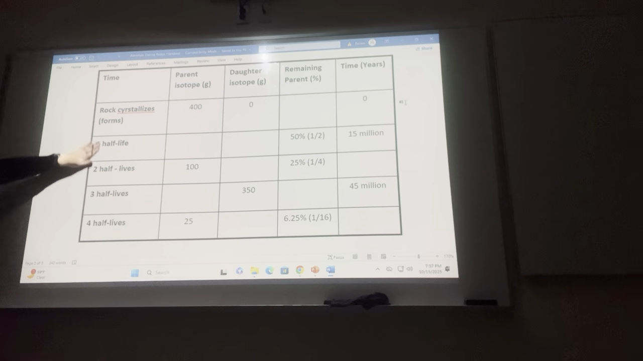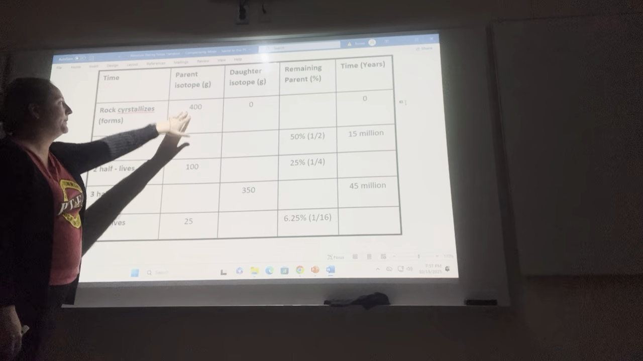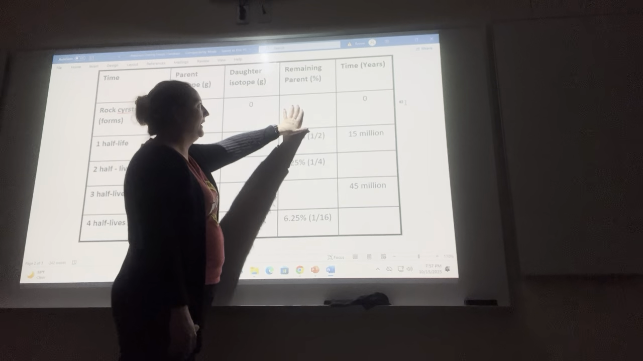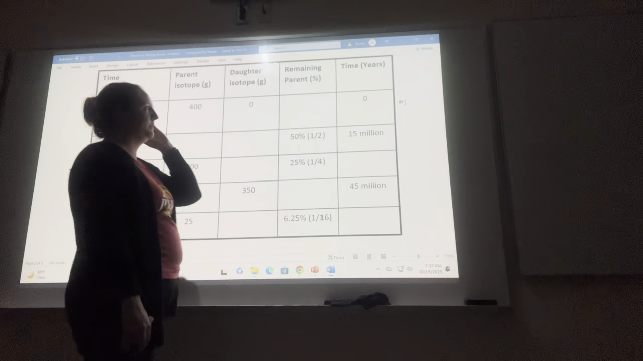So here we have 0 to 4 half-lives shown. We have the amount of parent isotope in grams, the amount of daughter isotope in grams, the percentage of remaining parent, and then we have time again, but this time in years.